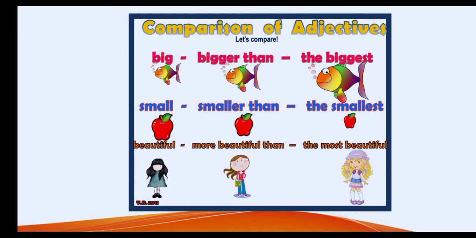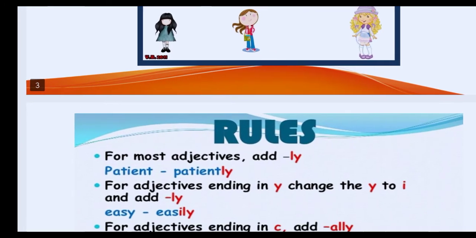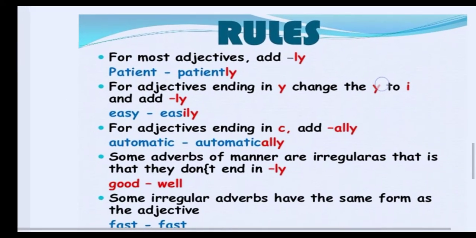Okay, we'll be discussing the rules later on, but before I switch to the rules, just try to understand that there are different categories of words that are used. So here the words used are beautiful, more beautiful and most beautiful. Okay, coming to the rules.